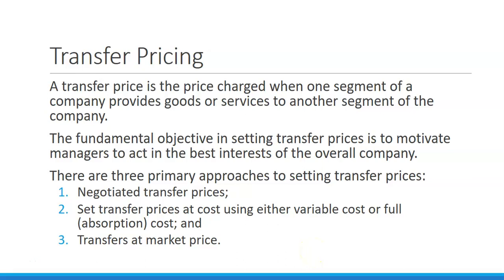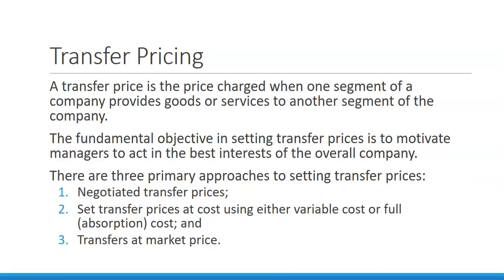The next concept that Chapter 11 covers is that of transfer pricing. So transfer pricing occurs when one division inside a company transfers goods or services to another segment of the organization. These segments can be in the same building, they could be in different states, they could be in different countries. The fundamental objective of transfer prices is to motivate managers to act in the best interests of the company.